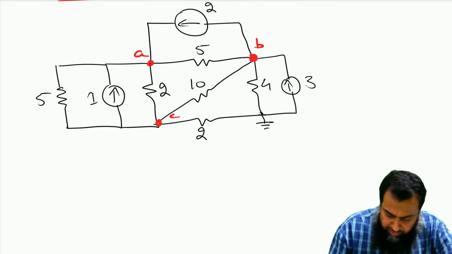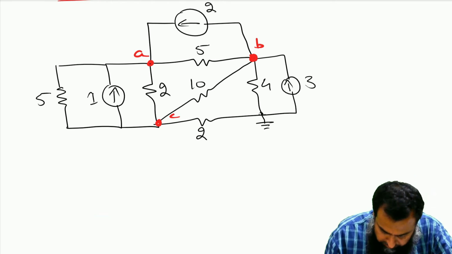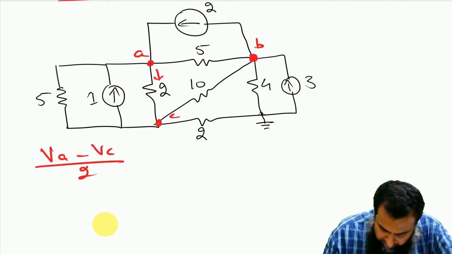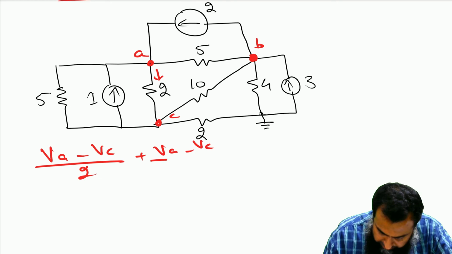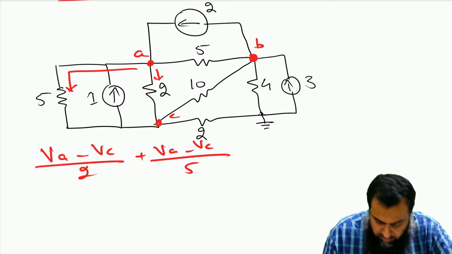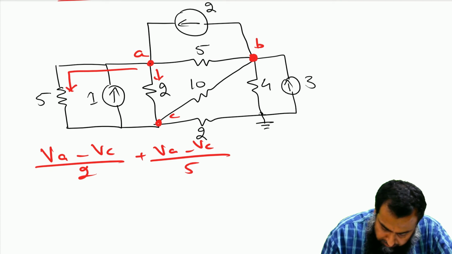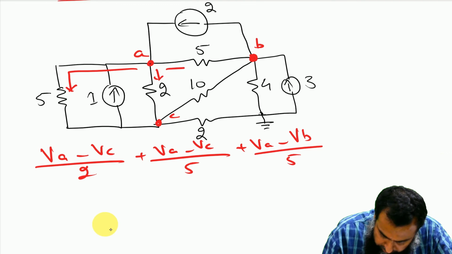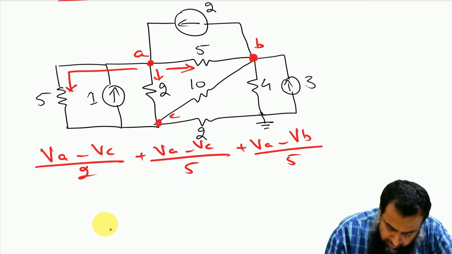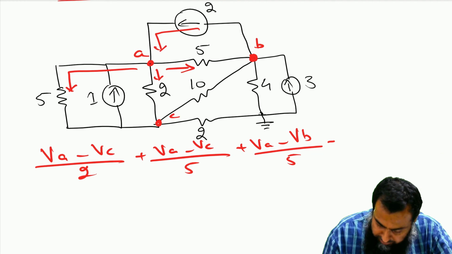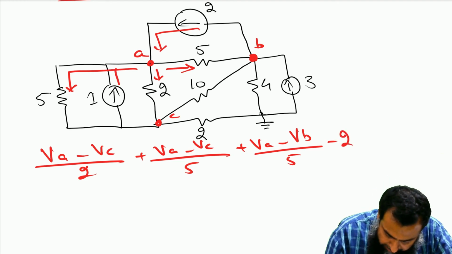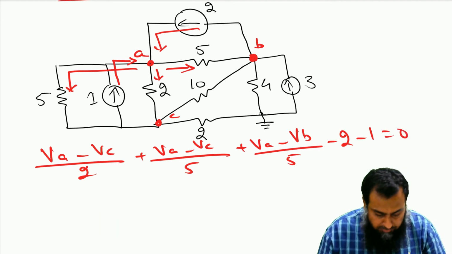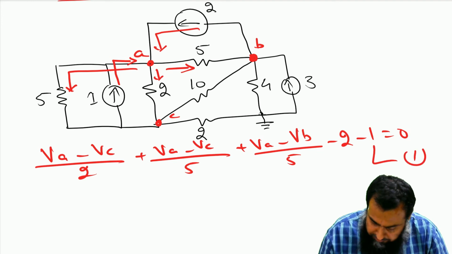If I directly write the equation for VA, then we have (VA minus VC) divided by 2 for this current. Then we have (VA minus VC) divided by 5 for the current flowing through this 5 ohm resistance. Then (VA minus VB) divided by 5 shows the current for this particular branch. Then this 2 ampere current is feeding into node A, so minus 2, and this 1 ampere current is feeding into node A, minus 1, that is equal to 0. So we have this equation number 1.